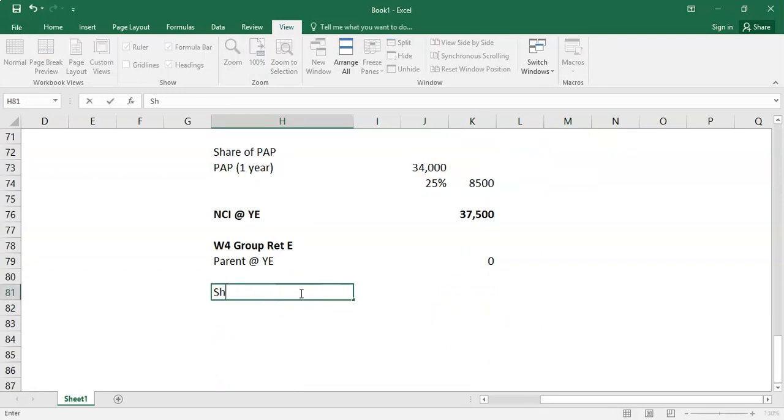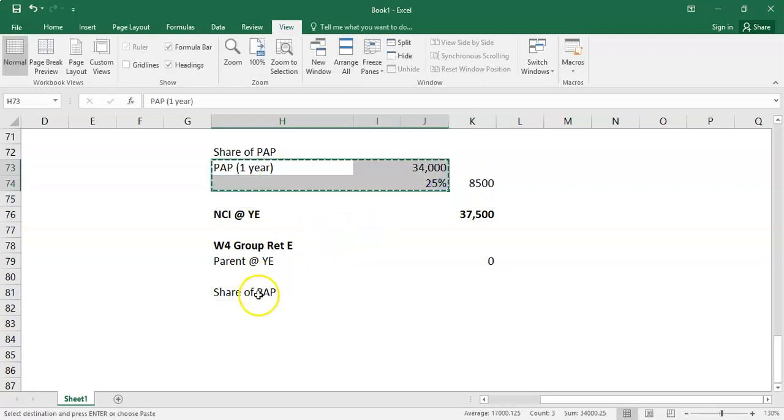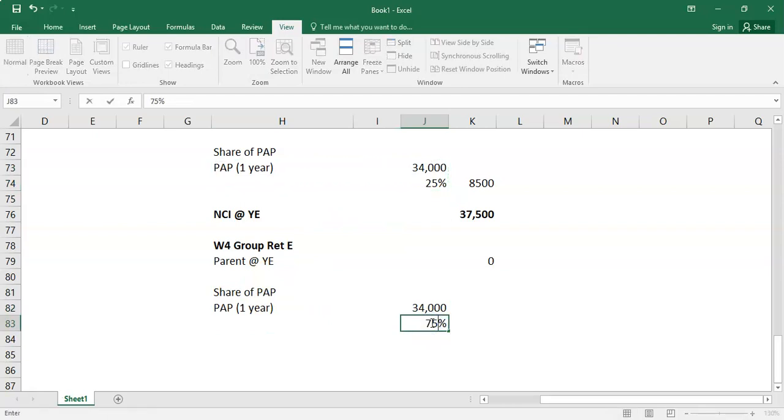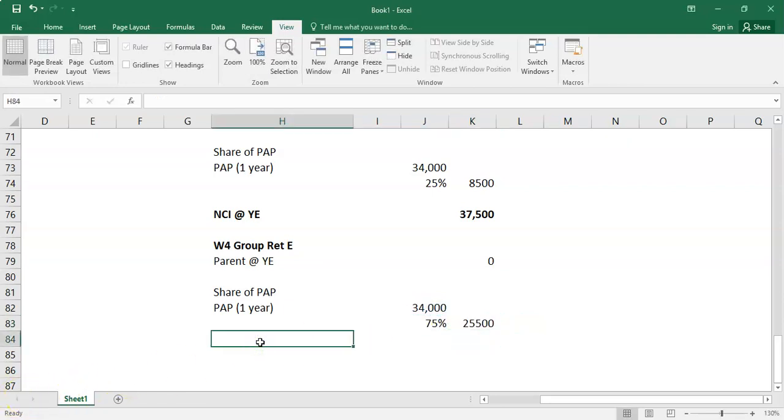So share of PAP, exact same as above. If the NCI gets 25%, the parent must get 75%. So in this case, it's 34 times 0.75, which is 25.5. That's quite a straightforward one then. Group retained earnings at year end is just 25.5 because there's nothing else. Now, in an exam question, you could have unrealized profit, you could have impairments, etc. All that will go in. But we're just focusing on the basics now, so we're not overly complicating things.